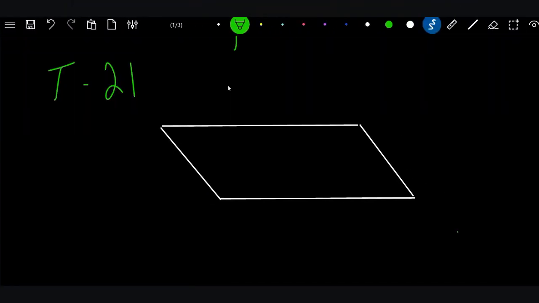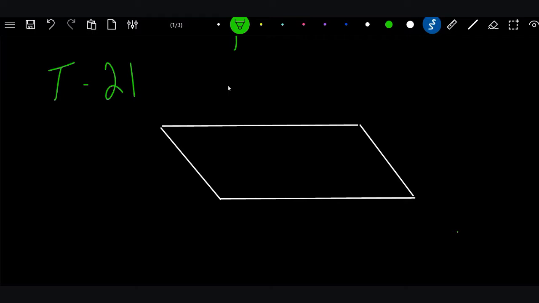What is a quadrilateral? Well, a quadrilateral has four sides. And that's the definition. A closed shape with four sides. So you are looking at a quadrilateral on the screen. It has four sides. It's a closed shape, which means it's a quadrilateral.